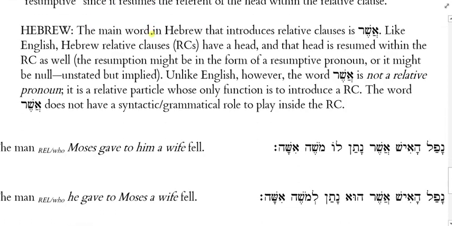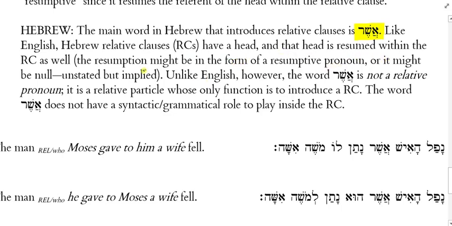All right, let's think about this in Hebrew now. The main word in Hebrew that introduces relative clauses is the word asher. Say that with me, asher. That is a compound shva under the aleph and a segol under the shin. So asher, the accent is going to be on that shin. Asher, asher, asher.